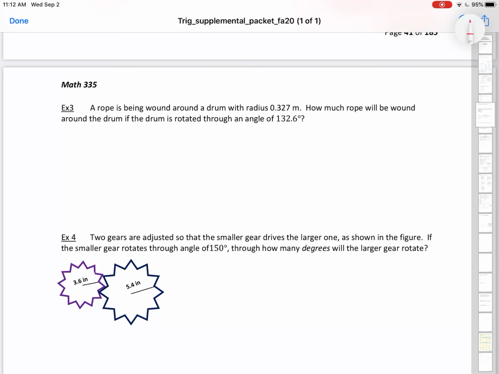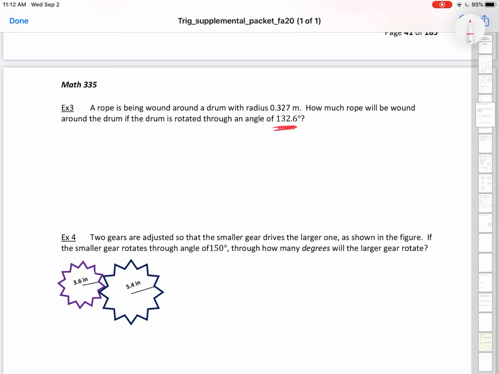So let's see what's happening here. A rope's being wound around a drum with a radius of 0.327 of a meter. How much rope will be drawn around the drum if the drum is rotated at an angle of 132.6 degrees? Now, what's important, and I'll just talk to you, you're good math students. This is not a full rotation, which is important. If it was more than a full rotation, at some point we'd have to recognize that that rope might overlap it and we have a different radius going on. That's later, right, when thinking through those.